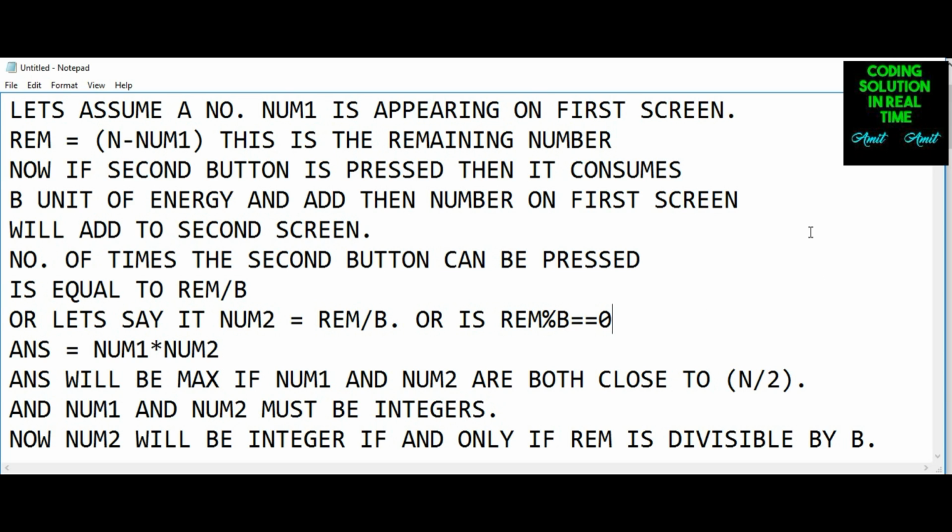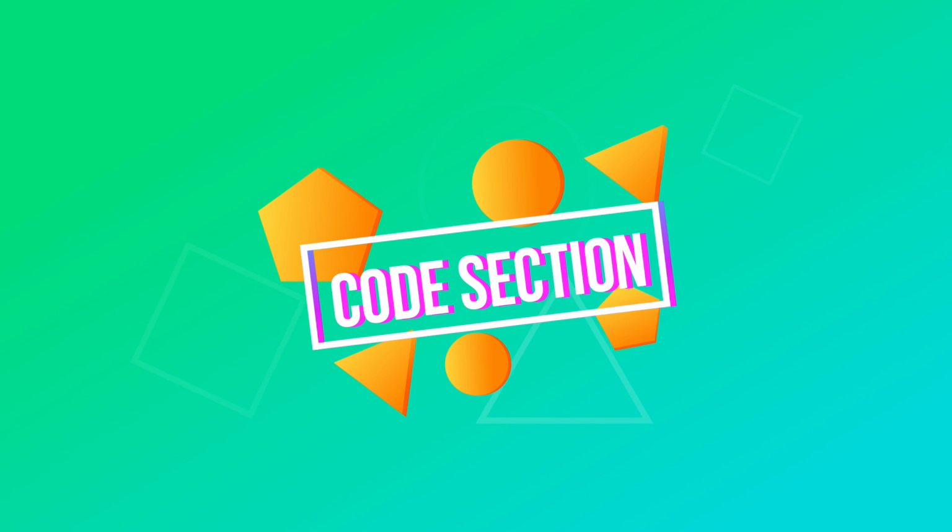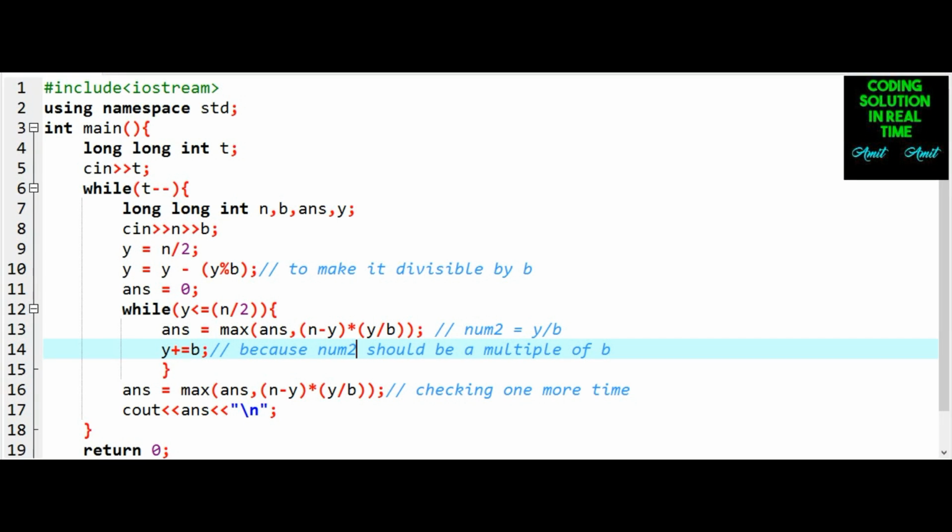So now let's move on to the code section, in which we will see how to implement this logic and how to get 100 points on CodeChef. Hello guys, now we will look at the code.